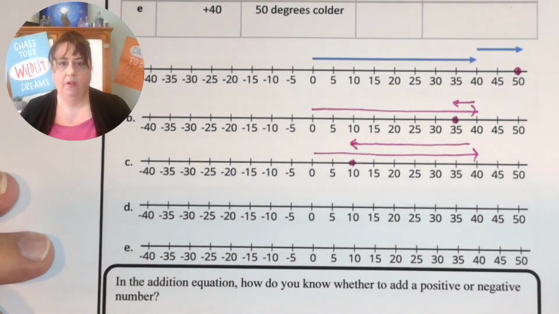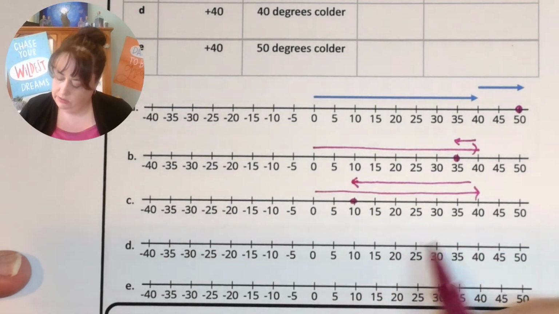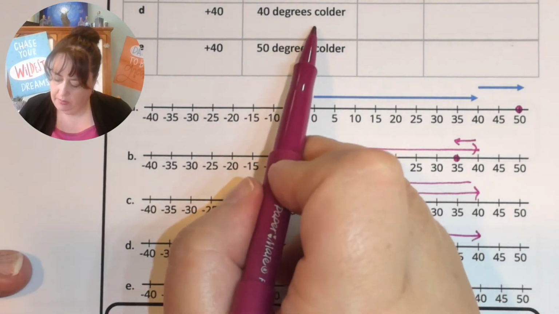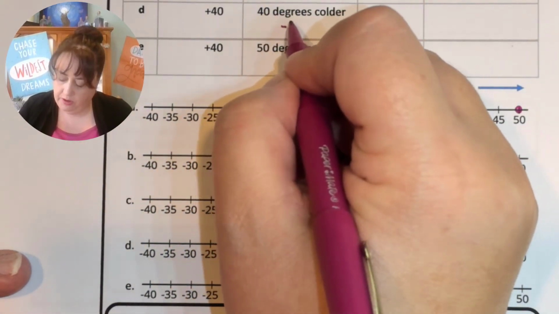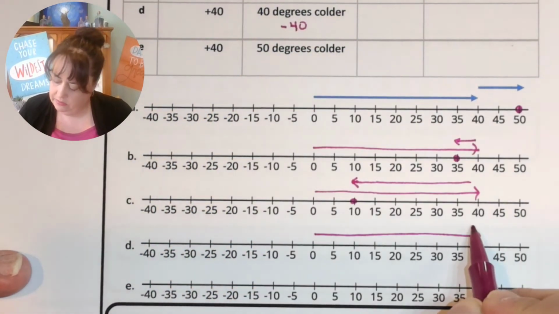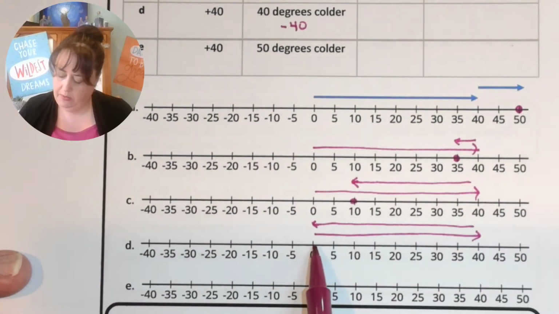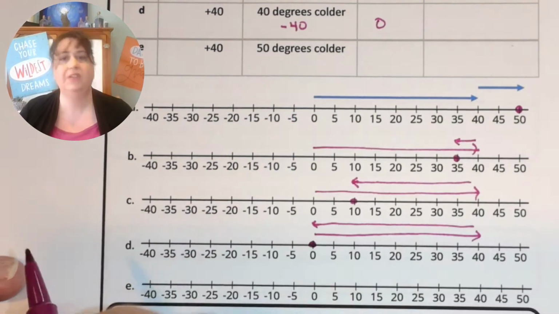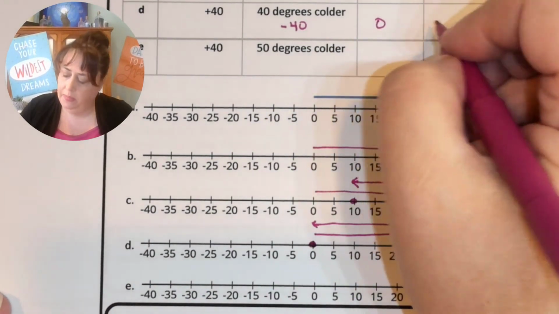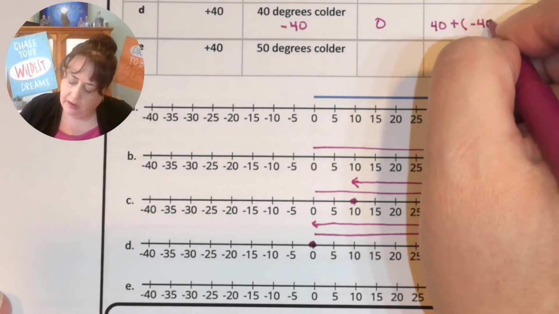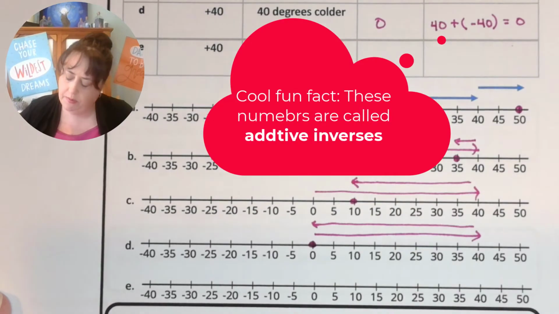The next one. 40 degrees. And we're going to get colder again by 40 degrees. Where do we end up? We end up right at 0. 0 doesn't have positives or negatives that go with it. So when we have 40 degrees and we add to it a negative 40, we end up at 0.